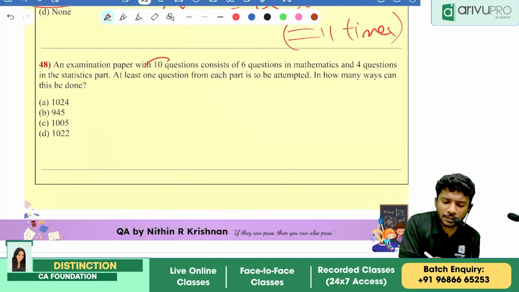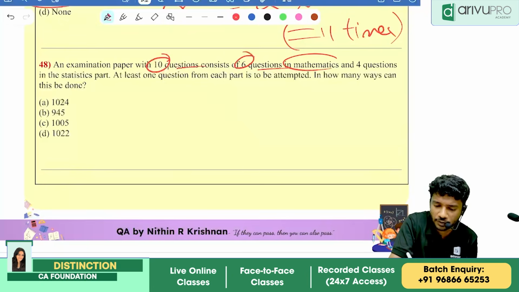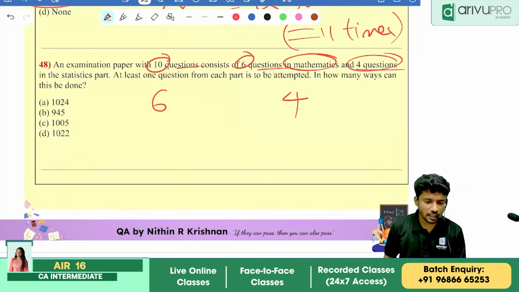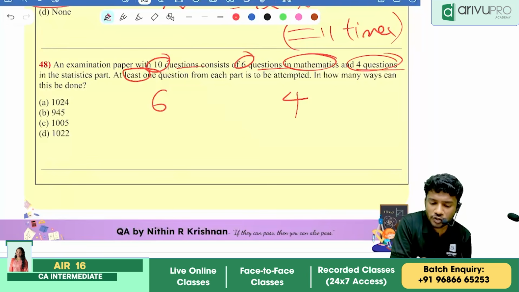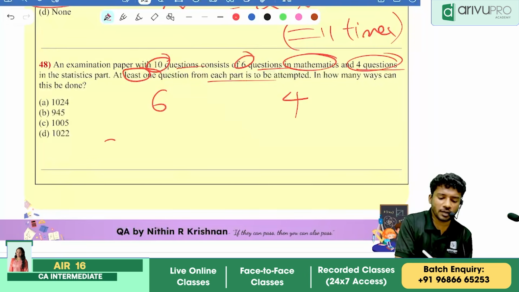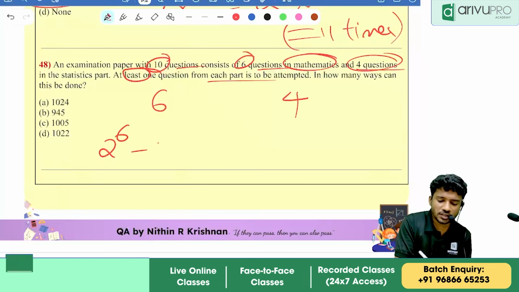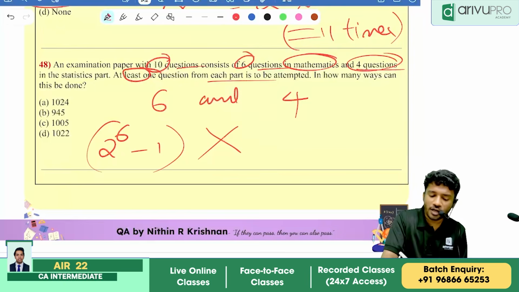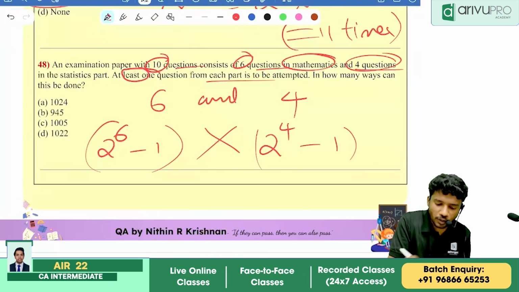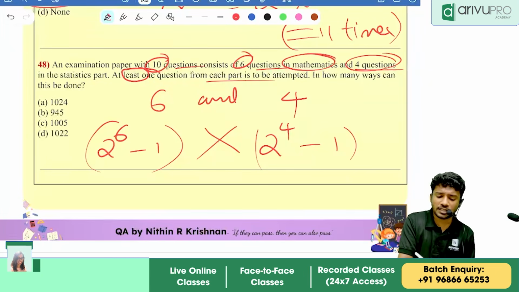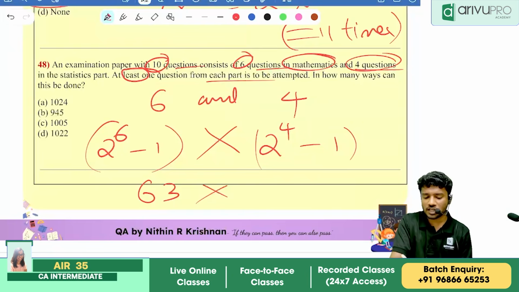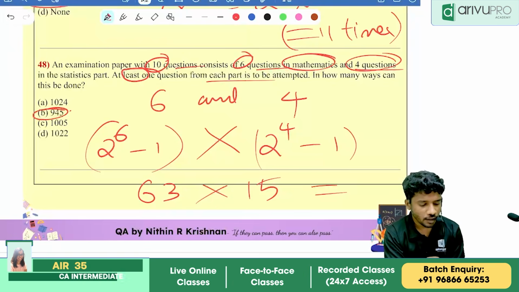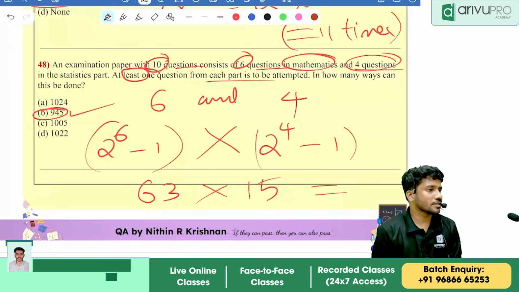Now look at the next question. An examination paper with 10 questions consists of 6 questions from Maths and 4 questions from Stats. So 6 from Maths, 4 from Stats. At least one question should be answered from each part. What is the formula for at least? 2 raised to 6 minus 1 into 2 raised to 4 minus 1. 2 raised to 6 is how much? 64 minus 1 is 63, into 16 minus 1 is how much? 15. How much is the answer? 945 is your answer.